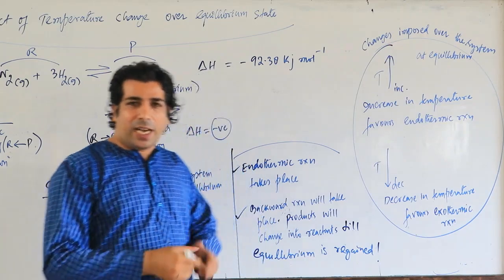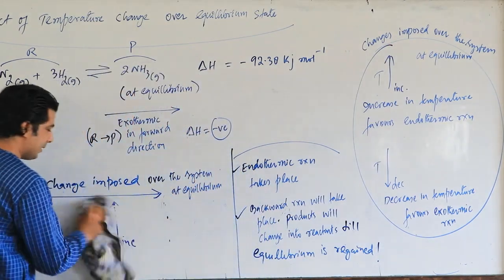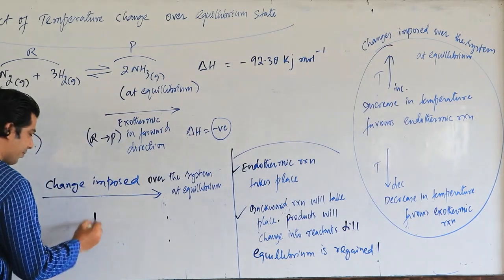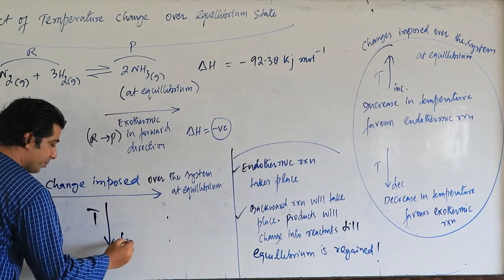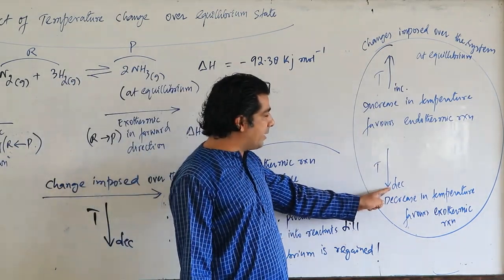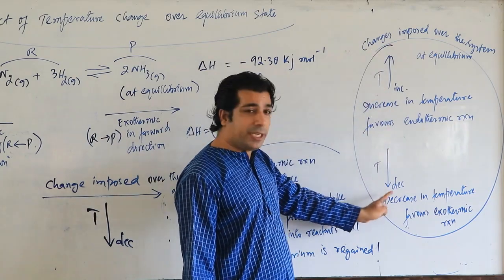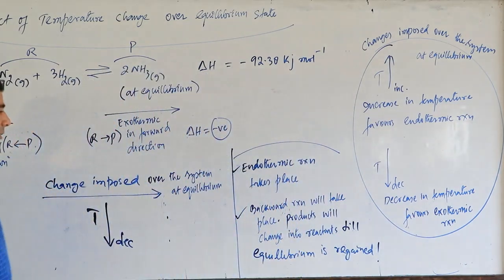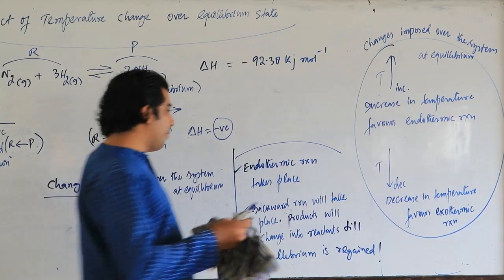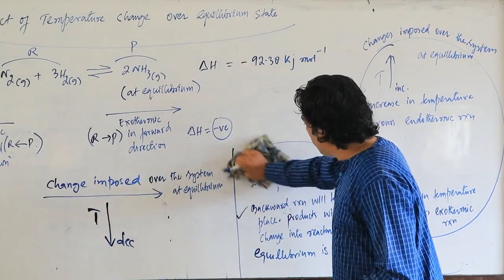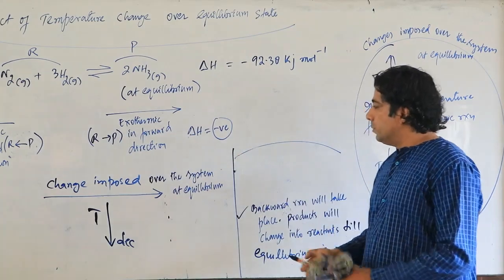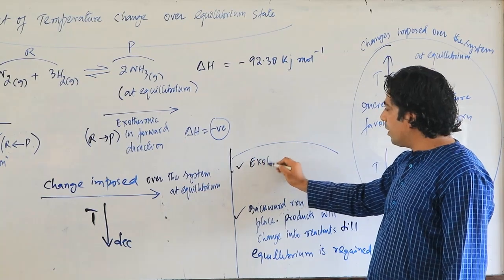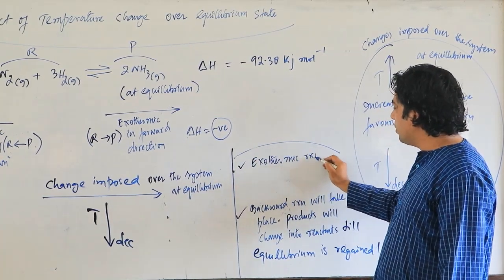Now if we look at another thing here, my dear friends. Let us decrease the temperature from outside. We are imposing the change. So let us decrease the temperature. This is the change imposed. So look here, when temperature is decreased, there is a change imposed. Decrease in temperature favors exothermic reaction. So exothermic reaction will be favored. So what is the change imposed over the system? Temperature is decreased. So exothermic reaction will take place.